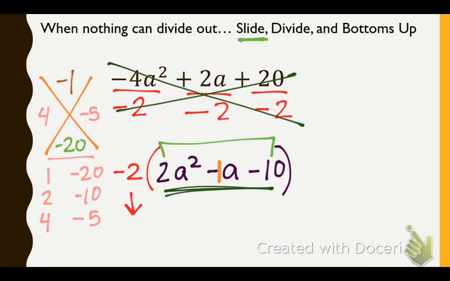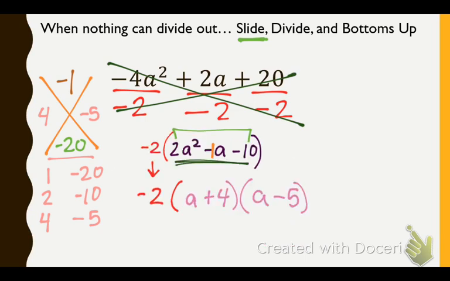So, common mistake, remember to drop down this -2, and then we're going to write in our parentheses, we have a plus 4, and then a minus 5. But don't forget, if you were to FOIL this back out, a times a does not make 2a squared. So we did the slide, we got to divide now. Divide by our a term, which is right here. This 2 is not our a term. The 2 inside in front of our a squared is our a term. And then we're going to end up bottoms up.